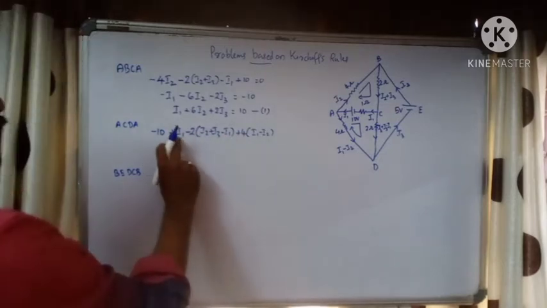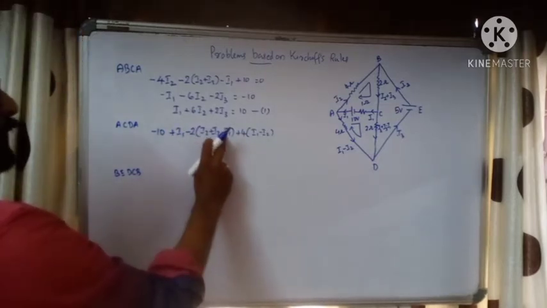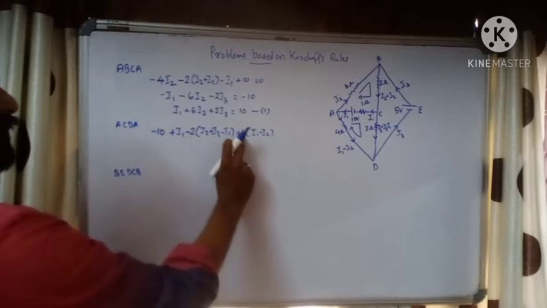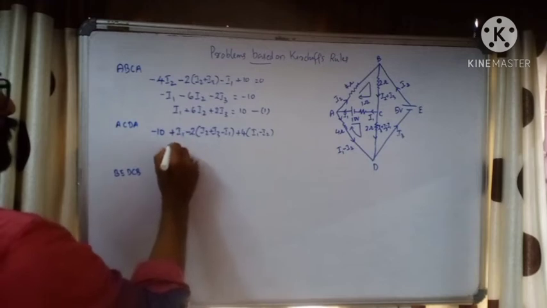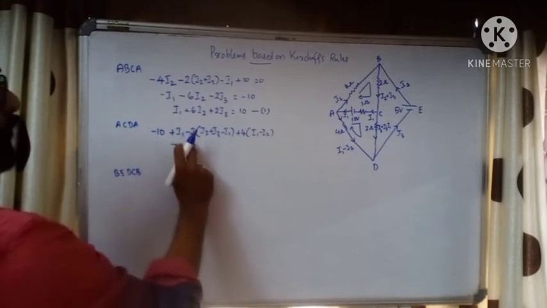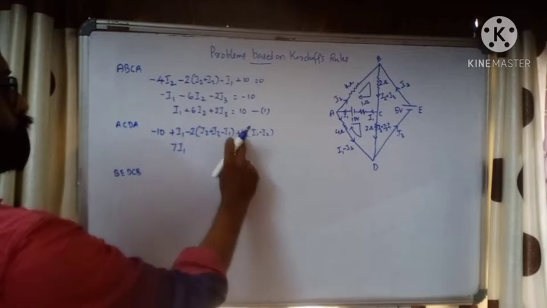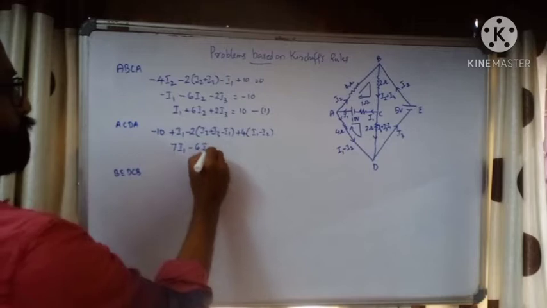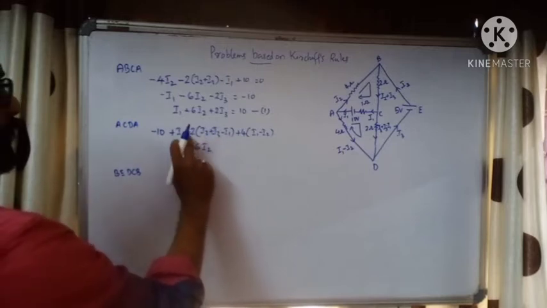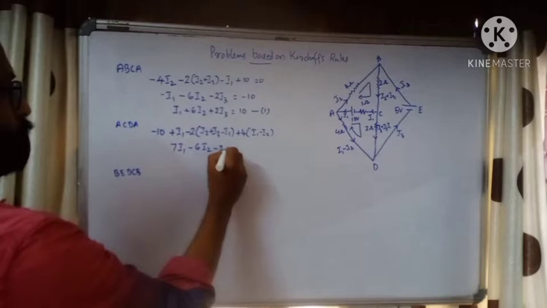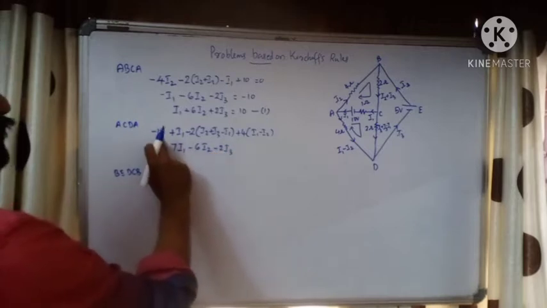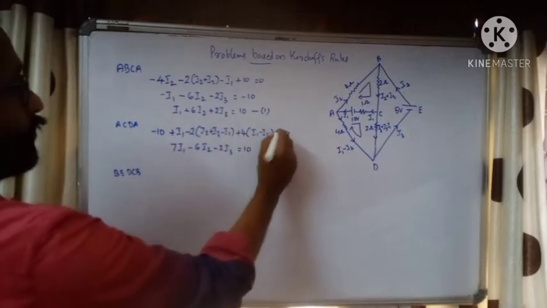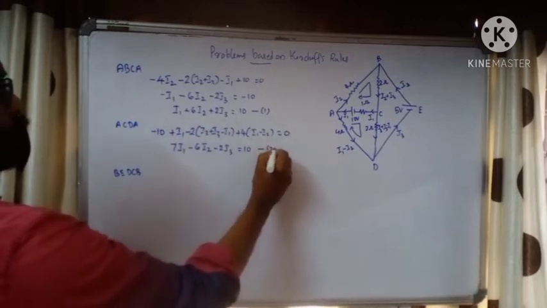Now we rearrange. For I1 we have minus into minus, plus 2 I1, plus I1, that is 3 I1, and with 4 I1 we have 7 I1. For I2 we have minus 2 I2 and then minus 4 I2, that is minus 6 I2. For I3 we have minus 2 I3. The minus 10 we take to the right side, so it becomes plus 10. So 7 I1 minus 6 I2 minus 2 I3 is equal to 10. Equation number 2.